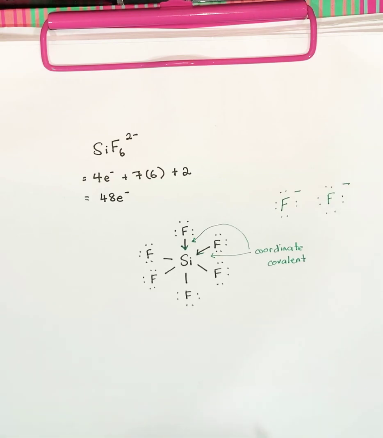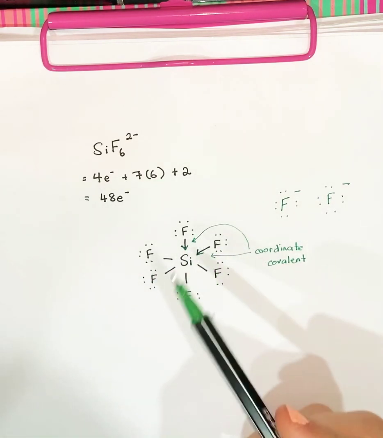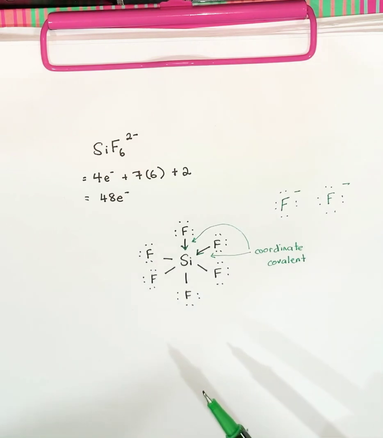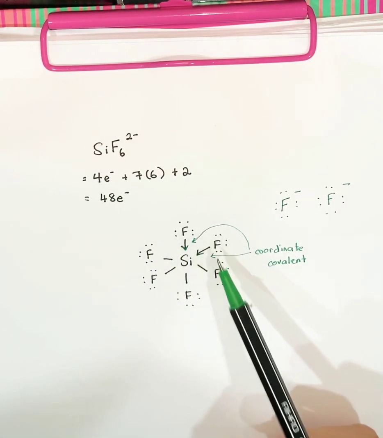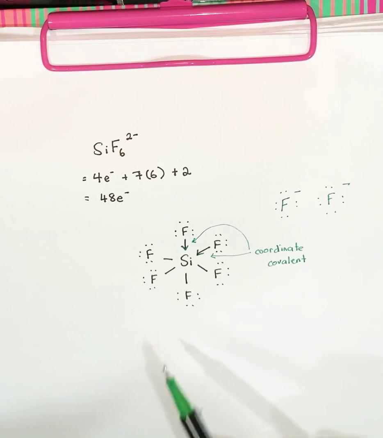Now the structure is not complete yet. I've done this. I'm going to count whether I've got enough electrons or not. So I've got 8, 8, 8, 8. 8 times 6 is 48. I'm going to double check that. 8 times 6 is 48. So I've got all the electrons accounted for.